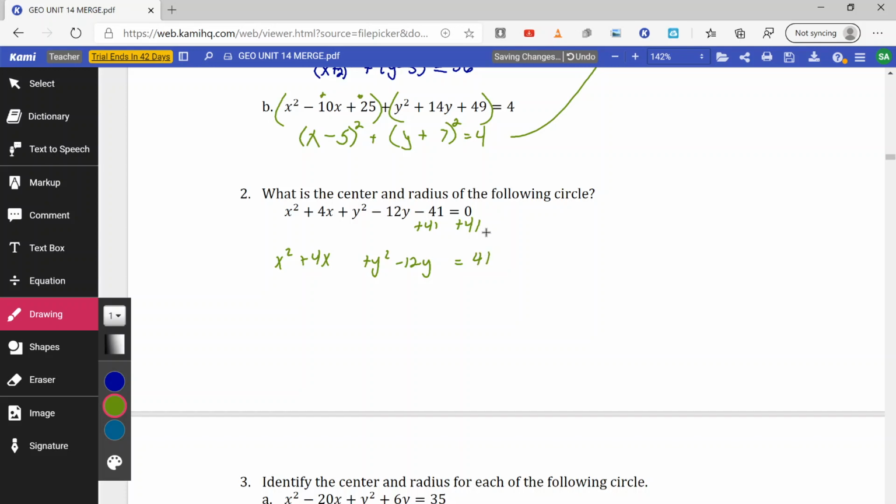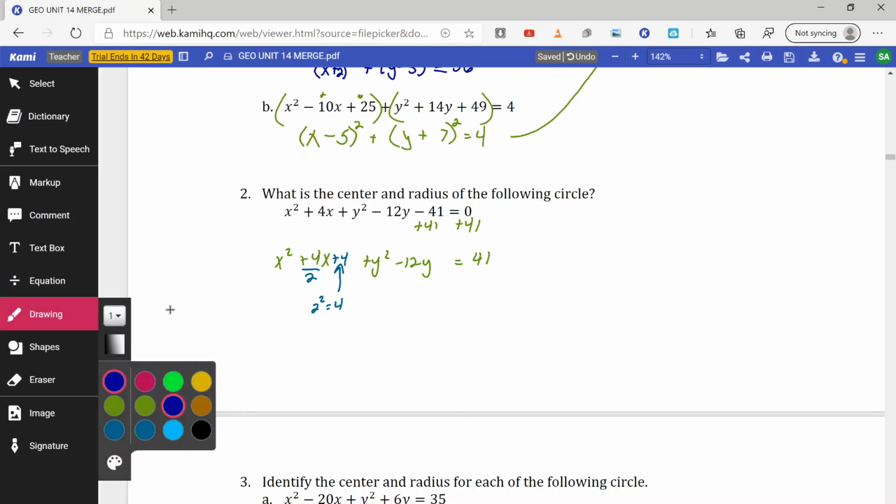So completing the square, basically the magic number is half of the x coefficient. If I look at the x's, I take my second x coefficient, 4, cut it in half, I get 2, and then I have to square it, which gives me 4. So I'm going to add 4.